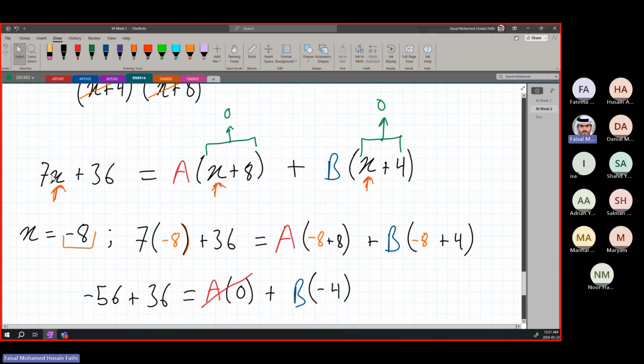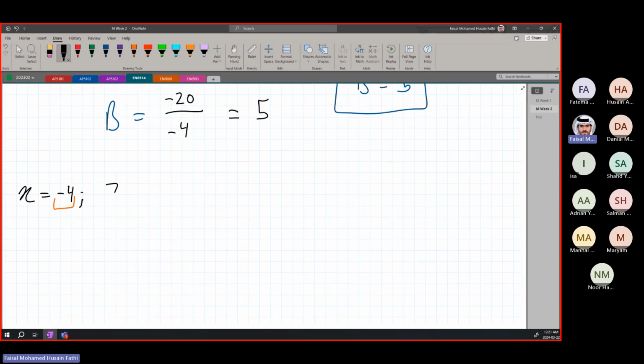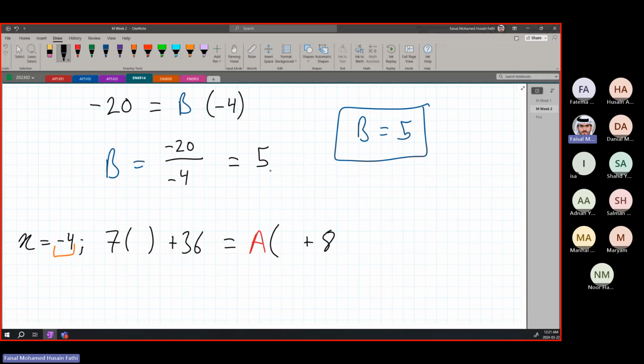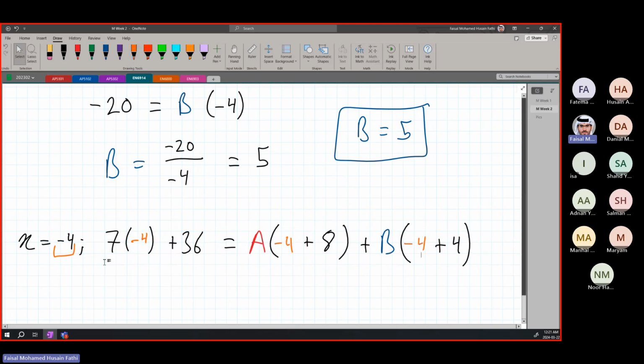So the equation is 7x plus 36 is equal to a into x plus 8, plus b into x plus 4. So what is our x value? It's minus 4, minus 4, minus 4. As you can see, I'm just substituting the x value, minus 4.